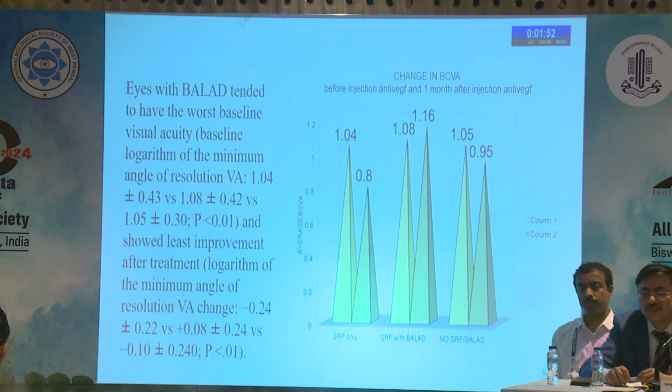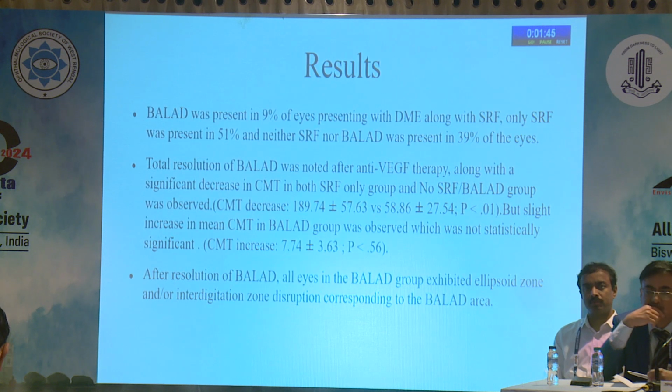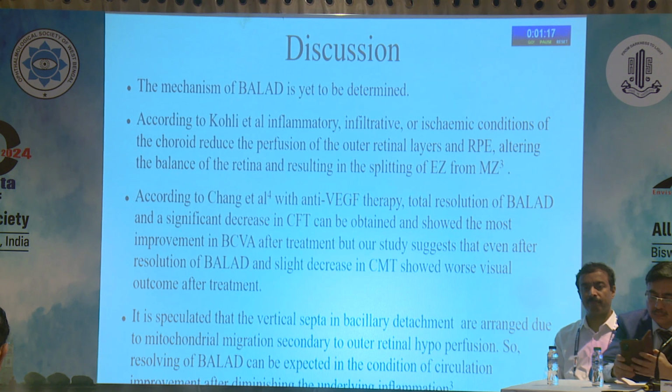So the eyes with BLD tended to have the worst baseline visual acuity and showed the least improvement after treatment. BLD was present in 9% of eyes presenting with DME along with SRF. Only SRF was present in 51%, and neither SRF nor BLD was present in 39%. Total resolution of BLD was noted after anti-VEGF, along with a significant decrease in CMT in both the SRF only group and the no SRF or BLD group. But a slight increase in mean CMT in the BLD group was observed, which was not statistically significant. The mechanism is yet to be determined.